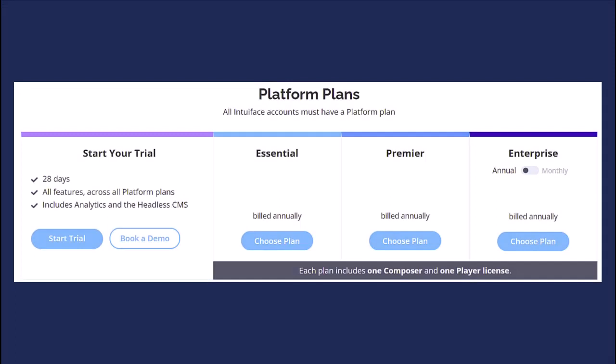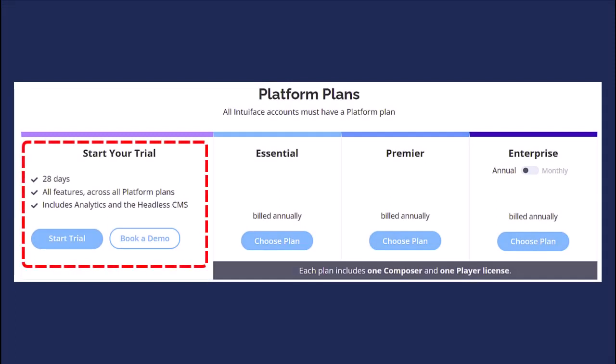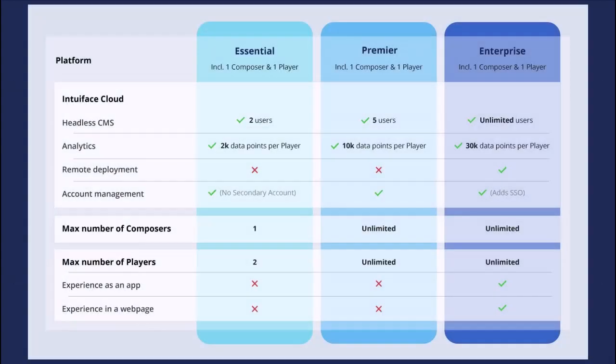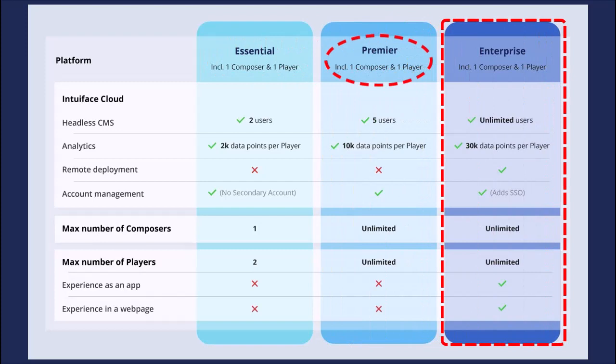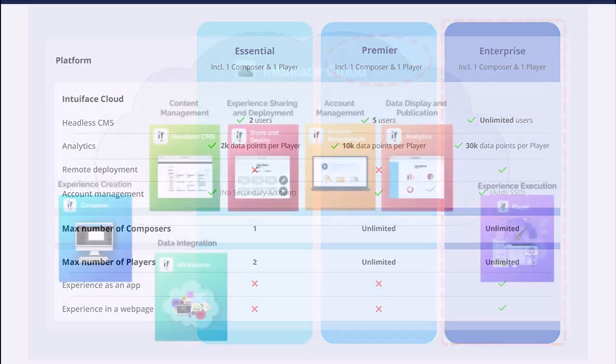Believe it or not, Intuiface's 28-day trial gives you access to 100% of Intuiface capabilities, not one restriction in sight. For paid platform plans, on the other hand, the different tiers represent differences in capability and scale. To keep it simple, Premier starts with Essential and permits the creation of integrations with third-party APIs like content management systems. Enterprise starts with Premier and adds support for web-deployed experiences and remote deployment to in-venue devices. You'll learn about all of these capabilities in later modules.